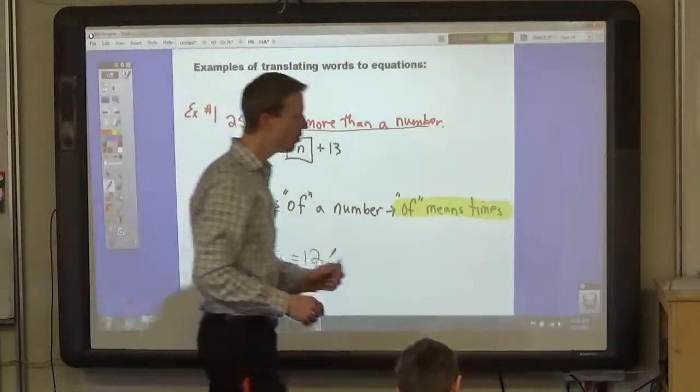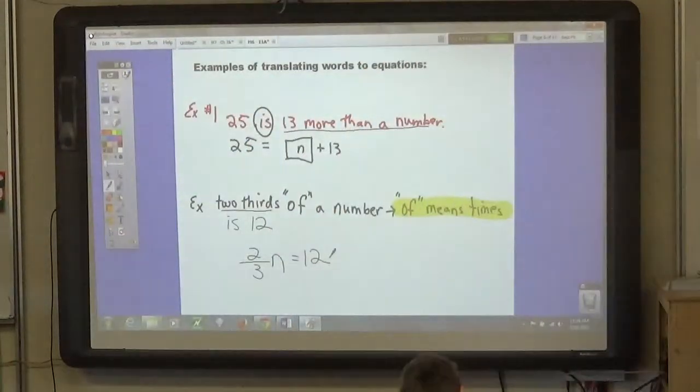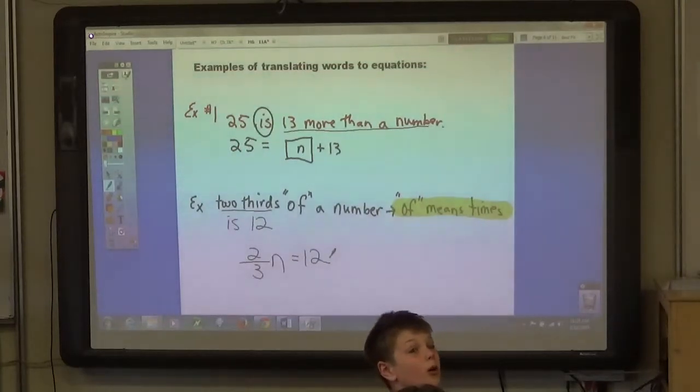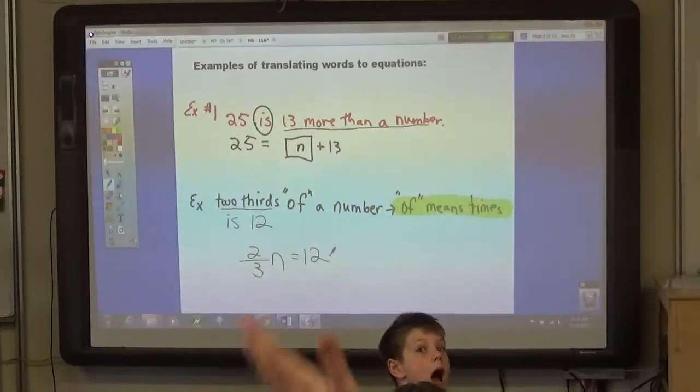So that's what we're going to be doing today, is finding those two sides of the equation. Based on what you know on writing expressions, and now the word is, you know, means what? Equals.